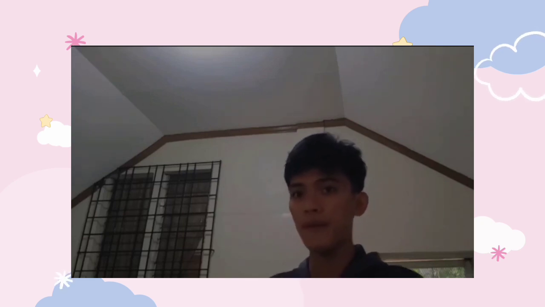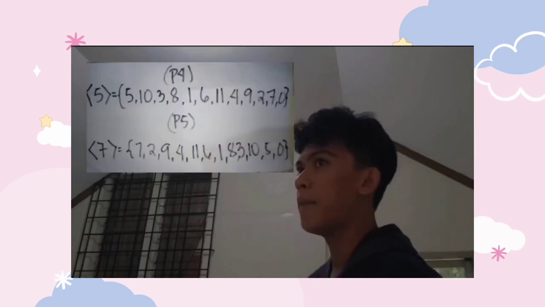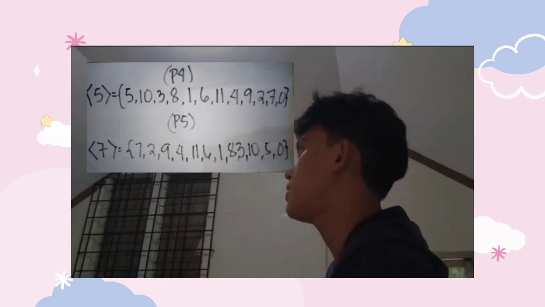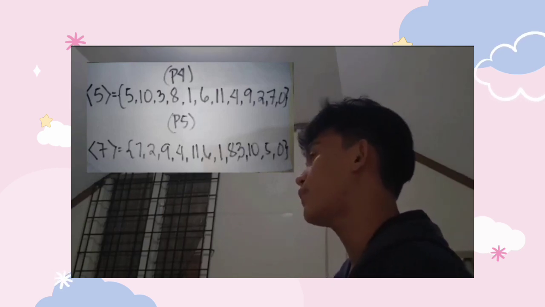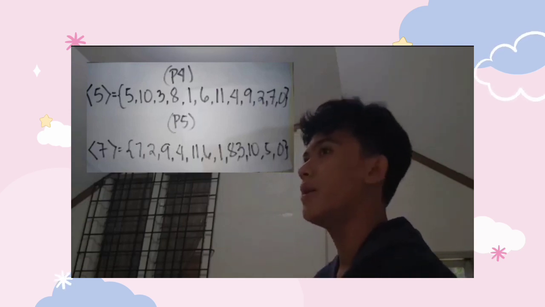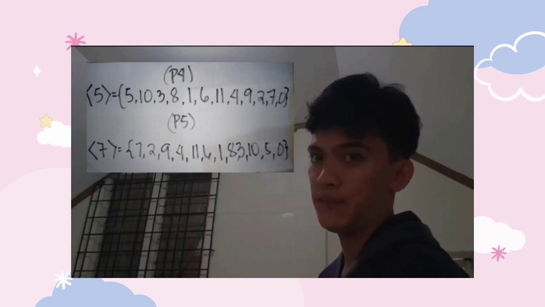As we all know, our perfect fifth and perfect fourth are inverted intervals. I'm going to show you how these two elements are inverted intervals. Our perfect fourth, for example, has 5, 10, 3, 8, 1, 6, 11, 4, 9, 2, 7, 0, and for our perfect fifth, we have the inverse of this, which is 7, 2, 9, 4, 11, 6, 1, 8, 3, 10, 5, and 0. So that would be for the inverse property.